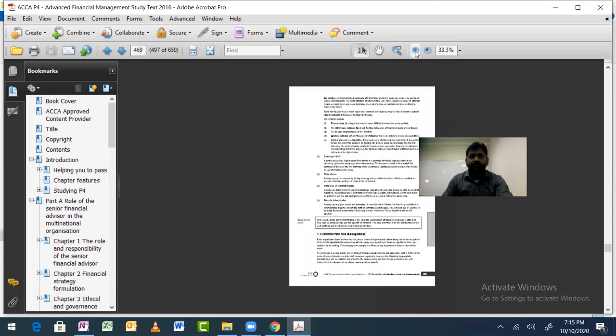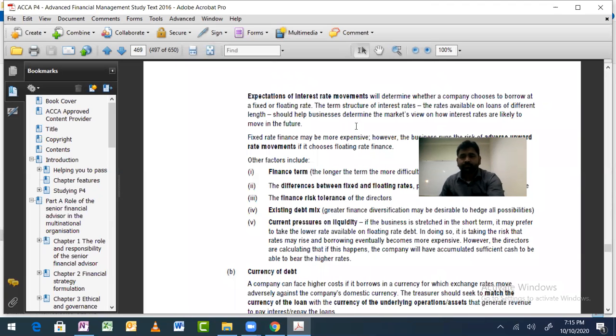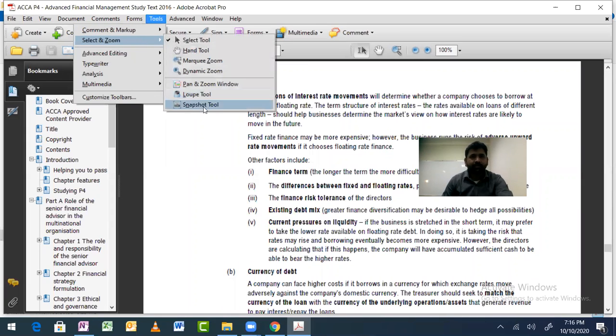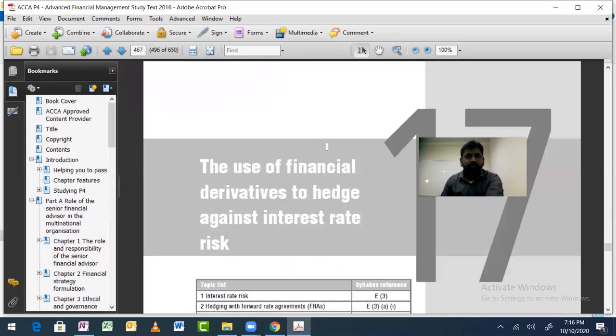Now here I was at page number 469. Let me see one thing. Can I copy? Yes, the snapshot tool will work. Fine. So we can get the copies of this, so no problem.